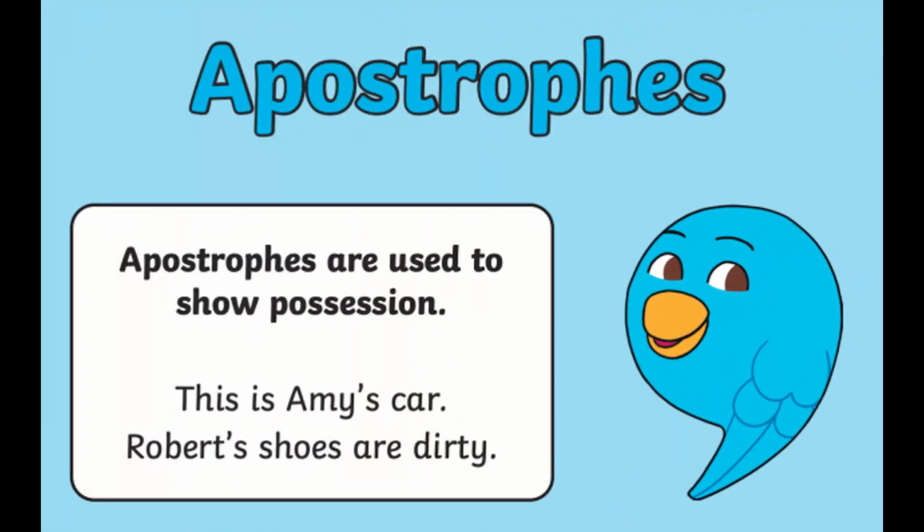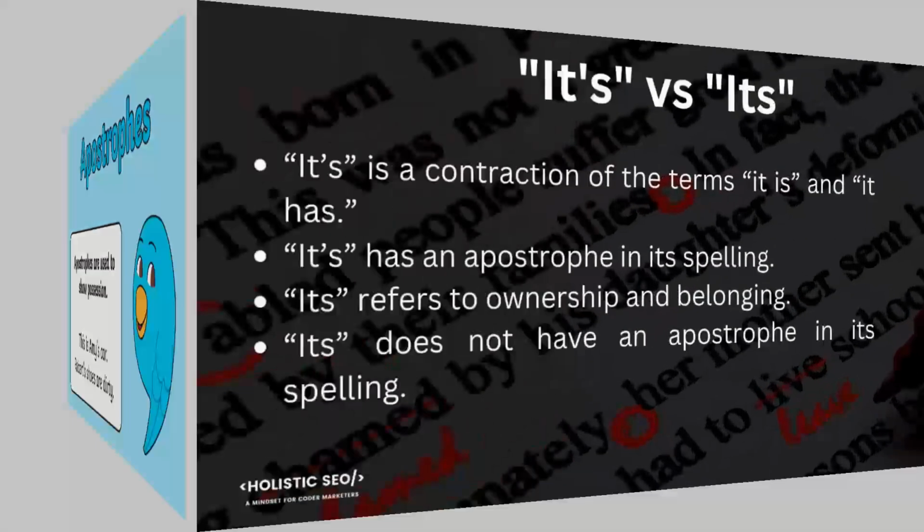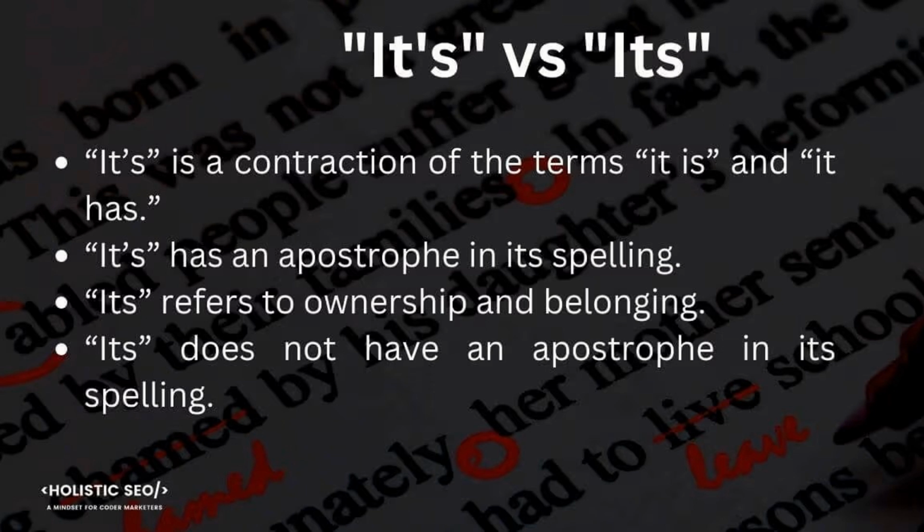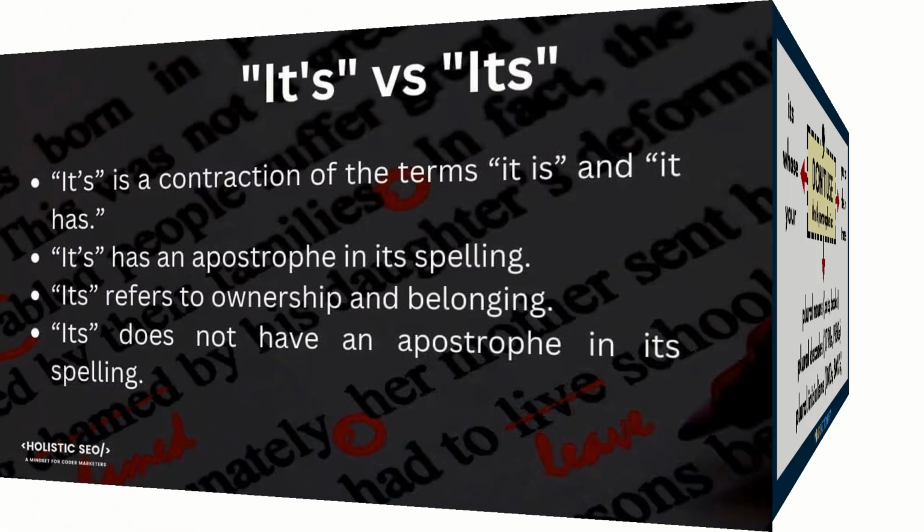Okay, so remember apostrophes as omission, but also possession: Amy's cars, Robert's shoes. Another common error is students putting an apostrophe on "its". But remember, if it refers to ownership, you don't need an apostrophe. So if I said about a dog, the dog's bowl, if I put "its bowl", I don't need an apostrophe on "its" because that would mean "it is bowl". It doesn't make sense. Okay.